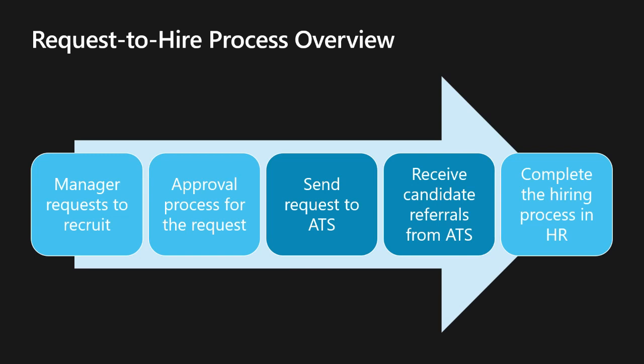Then you may follow an internal review or approval process before the recruiter starts to recruit. Next, you send that request out to an external applicant tracking system, or ATS, and you start receiving candidate referrals in human resources from the recruiting application. Finally, you complete that candidate hiring process directly in Dynamics 365 Human Resources without the need to manually enter the data in again. If you aren't using a separate recruiting application, you can also manually manage recruiting requests and candidates in human resources.